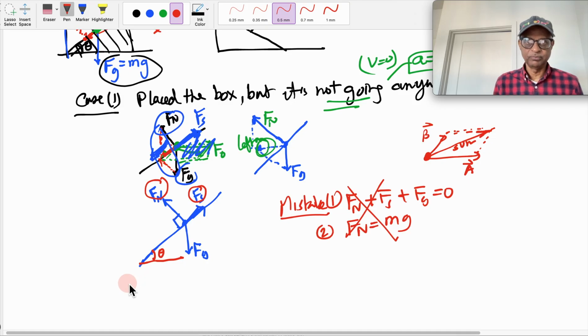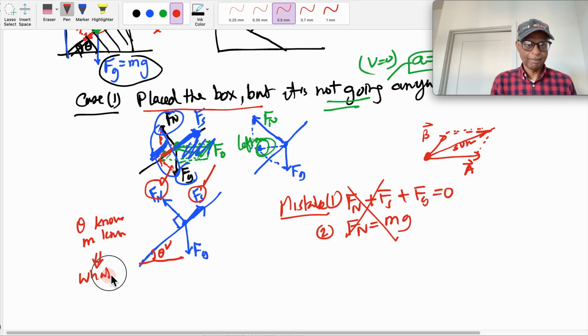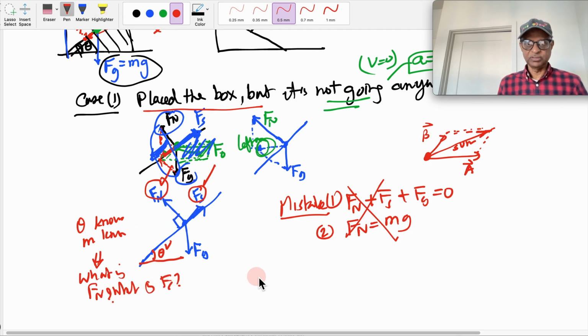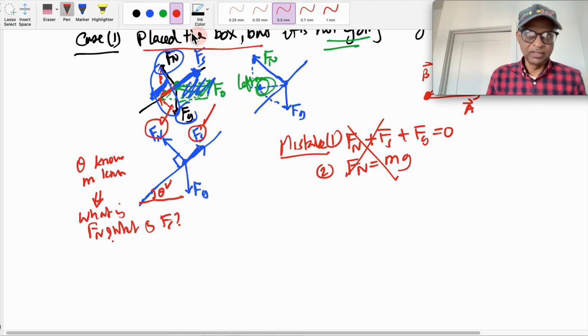So this is the theta. Theta is known. M is known. So in this kind of situation, the question that will be asked by placing the box like that is, what is Fn, what is Fs? These two questions only can be answered. Okay, so let's see how we're gonna answer those questions.